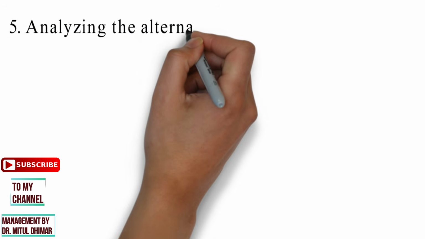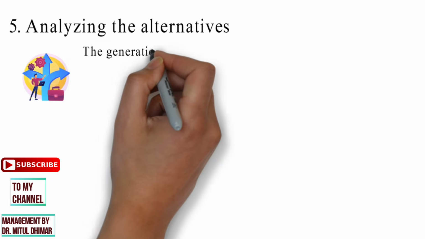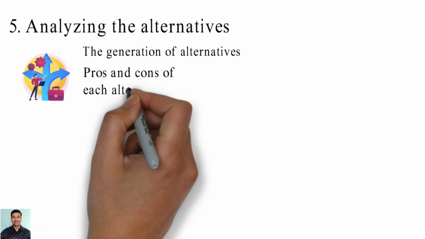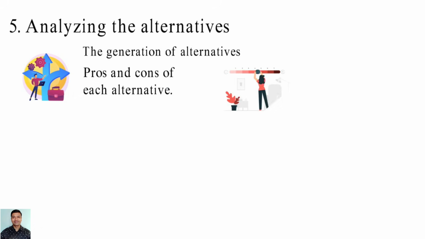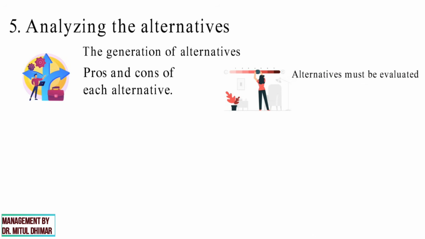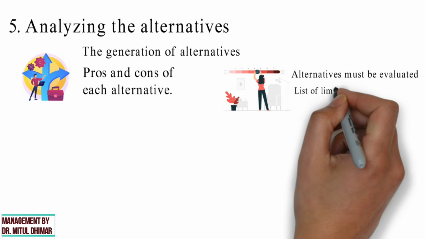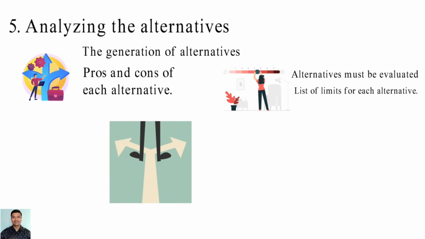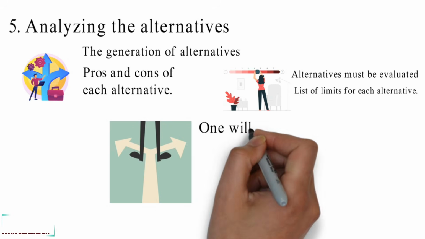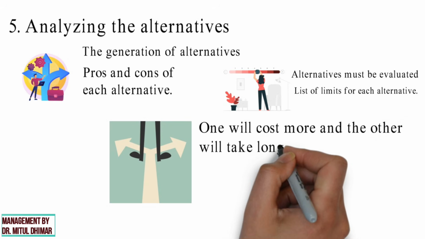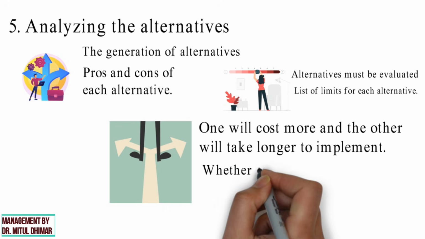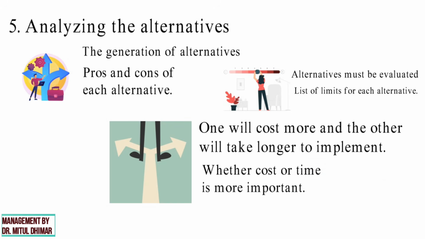Step number 5. Analysis of alternatives. The generation of alternatives must be followed by a thorough analysis of the pros and cons of each alternatives. In other words, the alternatives must be evaluated to see how effective each would be. The decision maker can prepare a list of limits for each alternatives. For example, consider two alternatives that are equally risky, but one will cost more and the other will take longer to implement. In this case, the decision would depend on whether cost or time is more important.